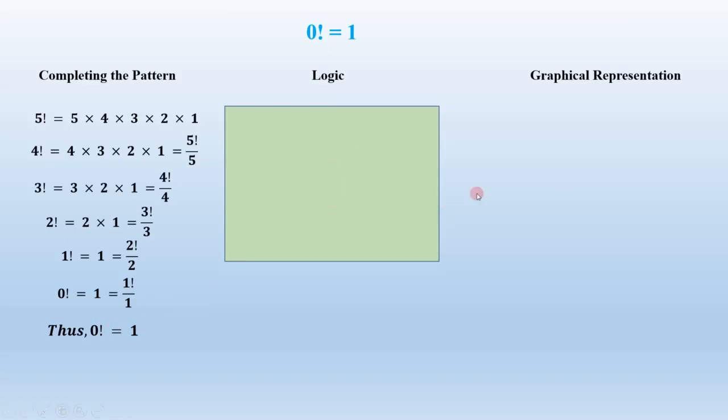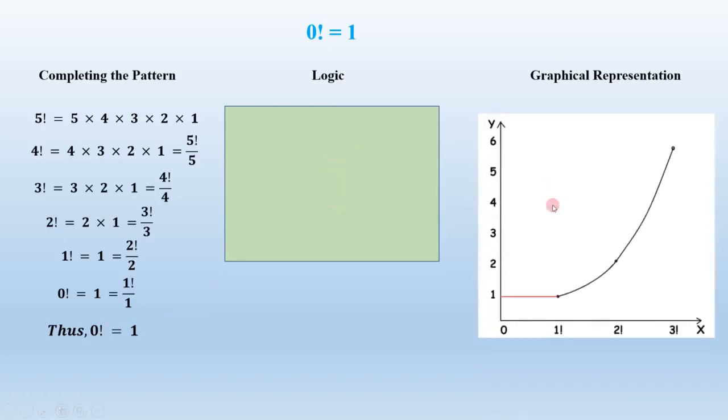Now let's see how the graphical representation works. So here we have 1 factorial, as you know it's equal to 1, 2 factorial, as we know it's equal to 2, and 3 factorial, as we know it's equal to 6. Now if we join the points of intersection, we'll find that this line will again intersect the y-axis at 1, showing that 0 factorial is also equal to 1.